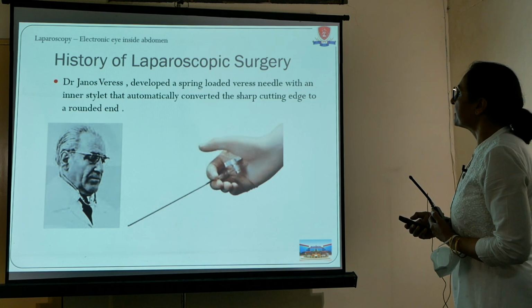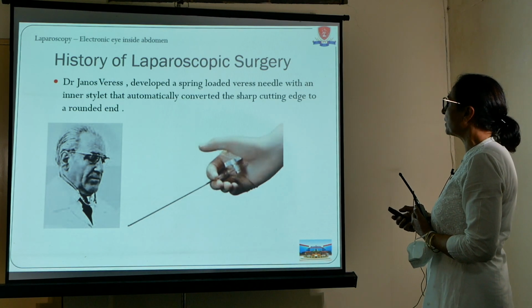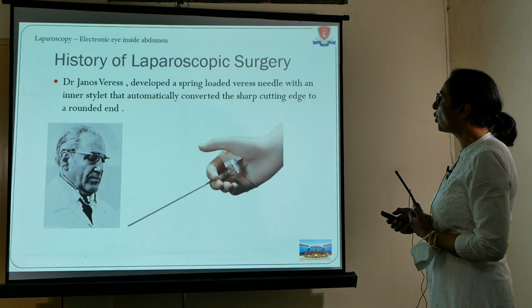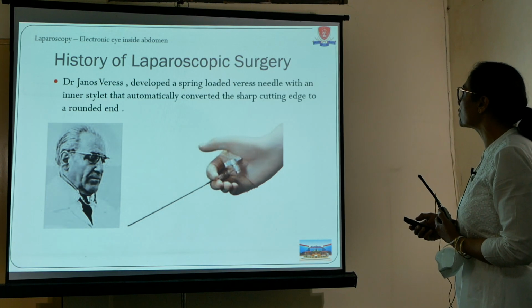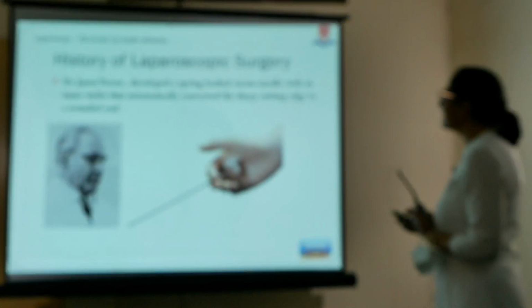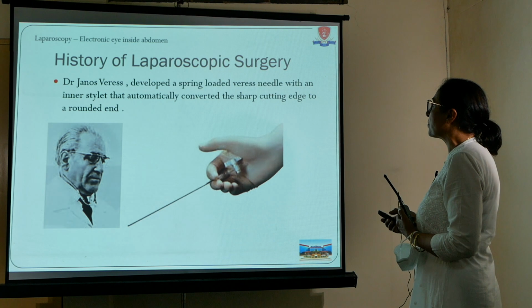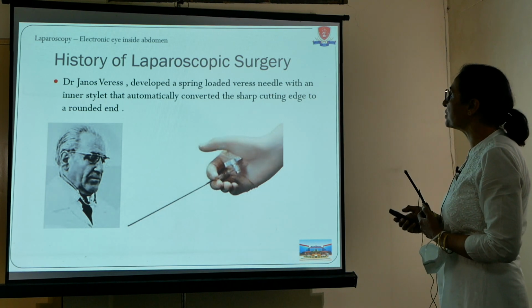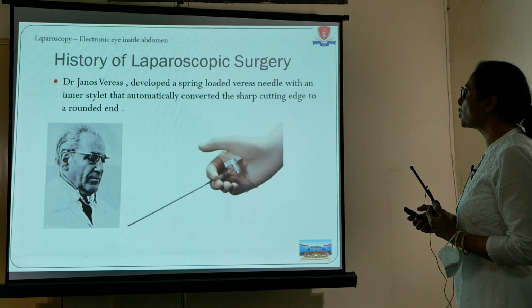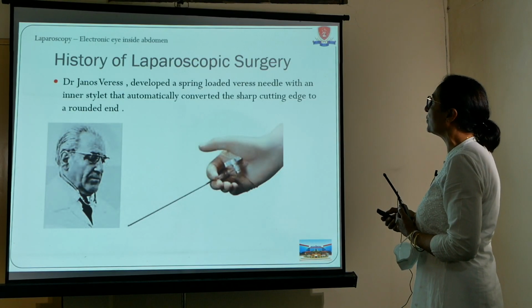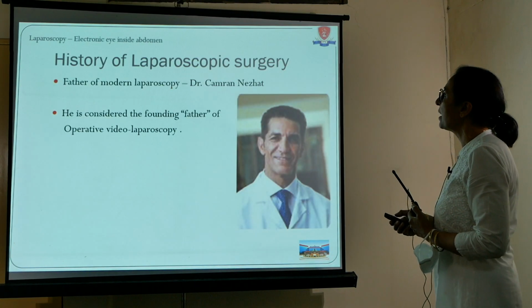Dr. Janos Veres developed a spring-loaded Veress needle with an inner stylet that automatically converts the sharp cutting edge to a rounded edge. This needle is introduced into the abdominal cavity either within the umbilicus or just above the umbilicus, so that we can introduce gas into the peritoneal cavity to make the pneumoperitoneum.